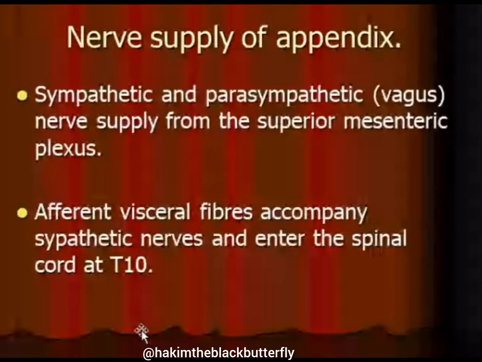This appendix nerve supply is very important, and I want us to appreciate this very, very importantly. It has smooth muscle, so it must be supplied by sympathetics from the sympathetic trunk and parasympathetics from the vagus nerve. That is because it has smooth muscle, and these are the two divisions of the autonomic nervous system which supply smooth muscle.